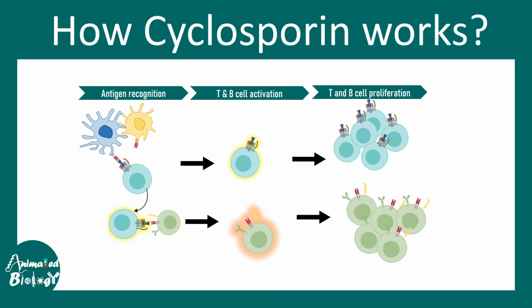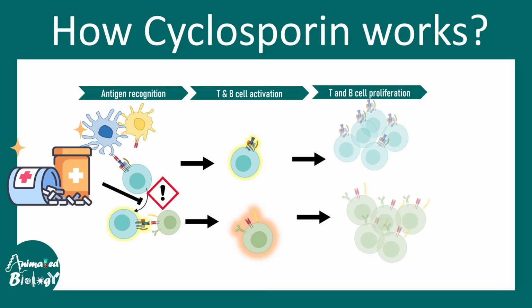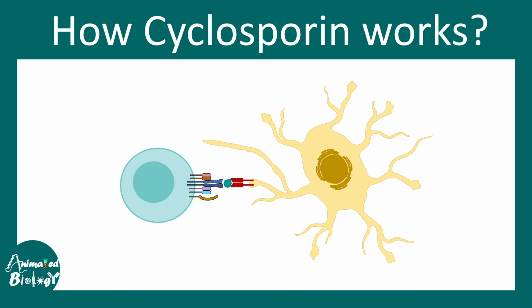But in this case, we have to understand that the generation and proliferation of T cell and B cell is abrogated, because the calcineurin inhibitors inhibit the step by which T cell is activated. T cell activation is a sequential process, and it requires three signals.